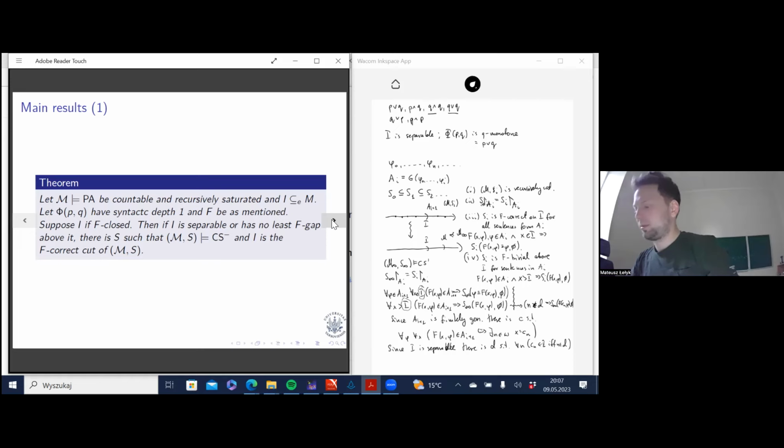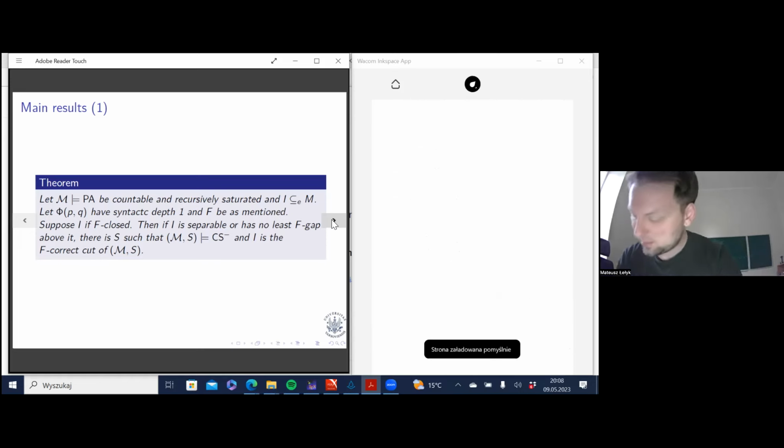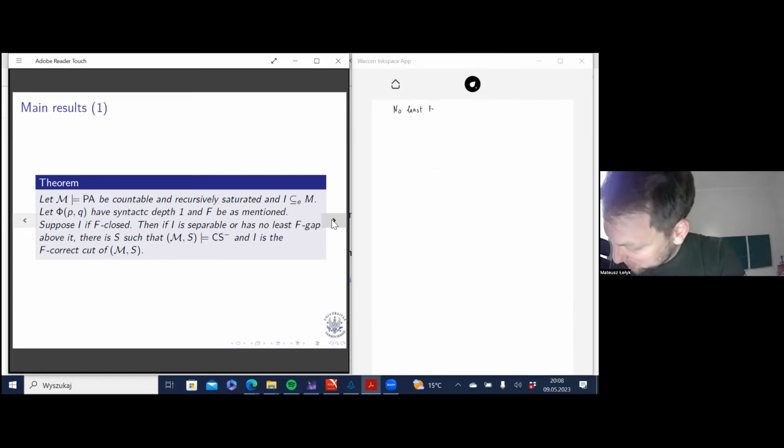Right, so let me first find my notes. Okay. So now what do we do when F is... This is the no least F gap case. So what we fix are, once again, this sequence. Sorry, Mateusz, is your page clear? Yes, clear, okay. Sorry, because it was appearing on top of your previous notes.